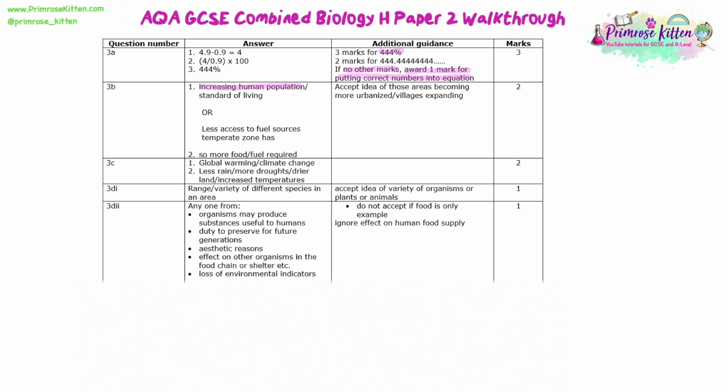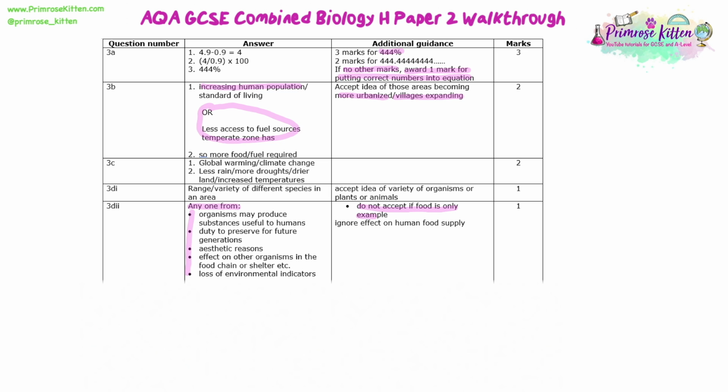For 3B, we talked about the standard of living and increasing the human population, but we could also be talking about less access to fuel. So if there's not as readily available fuel sources as there is in temperate zones, then that could be a reason why they need more fuel. Also, this idea of urbanisation, villages expanding, something that you may have learned in geography, can count for increasing human population. They're increasing the space. So they're chopping down trees to make way for more towns, cities expanding, villages expanding. And then any one from a load of options for 3D, part 2 and part 3.